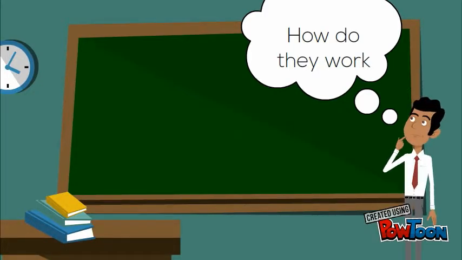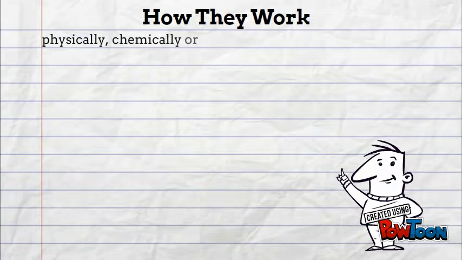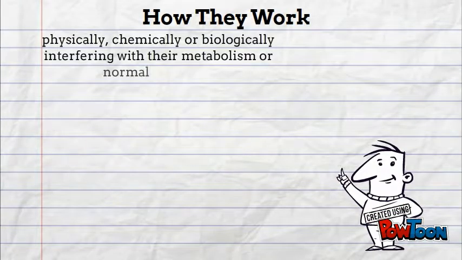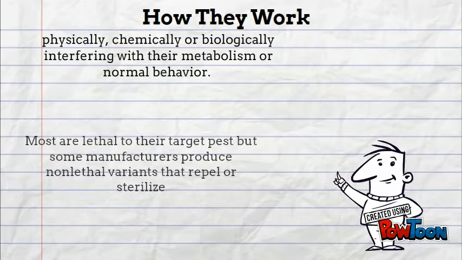Now I'm going to explain to you the functions of pesticides and how they work. Pesticides control their target pest by physically, chemically, or biologically interfering with their metabolism or normal behavior. Most pesticides are lethal to their target pest, but some manufacturers produce a non-lethal variant to repel or sterilize the pest.